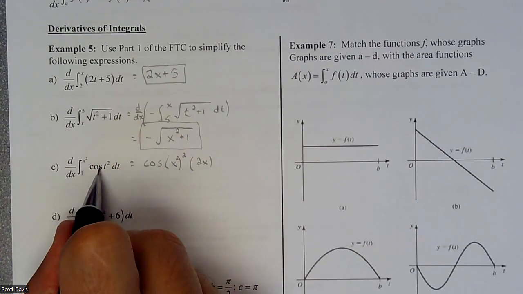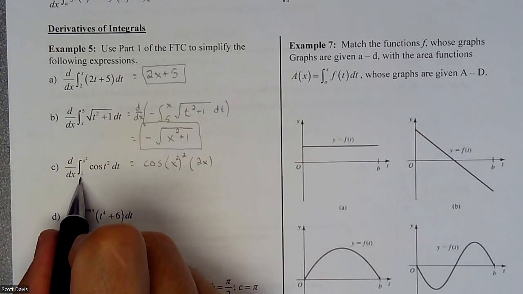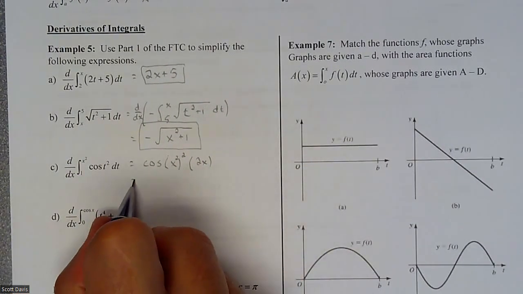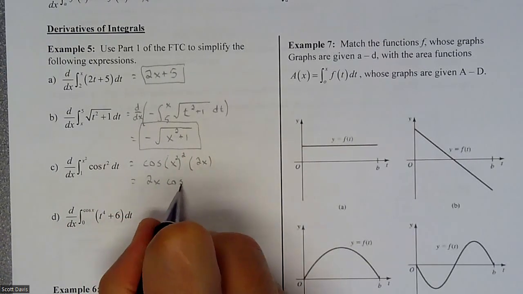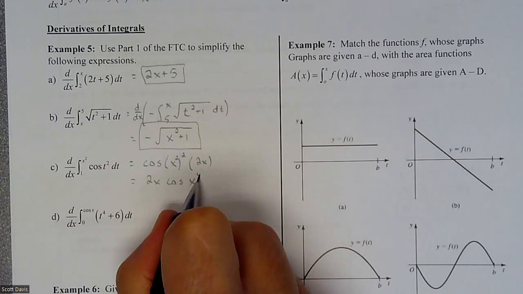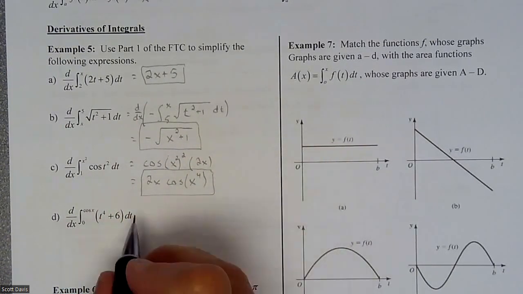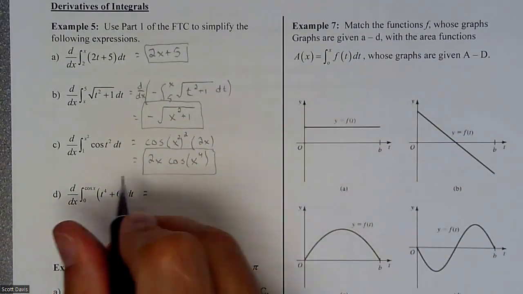This is us saving some time, basically, since there's a pattern going on. Like I said, we could do the antiderivative of this, get an answer, plug in the 1, subtract, plug in the x squared, subtract the 1, simplify that, and then do the derivative of it. But it's going to end up turning into 2x cosine x to the 4th. There's a pattern. There's a little bit of a shortcut to it. And then we do the last one.